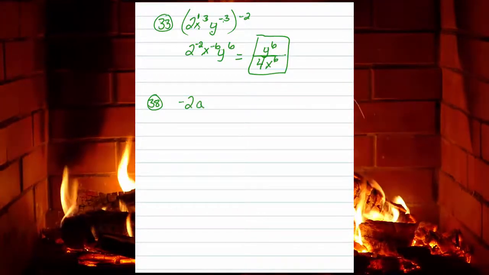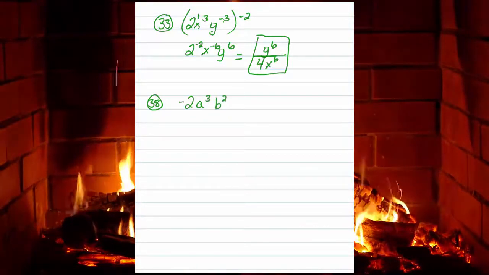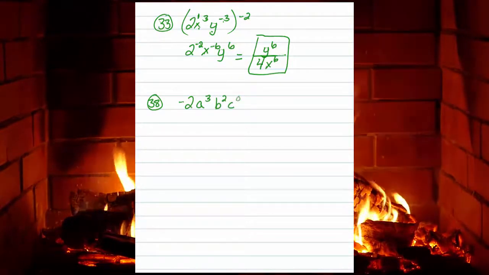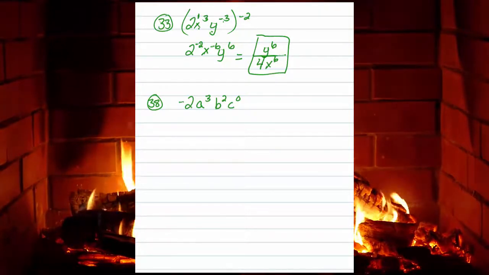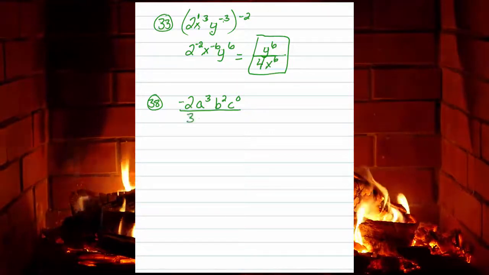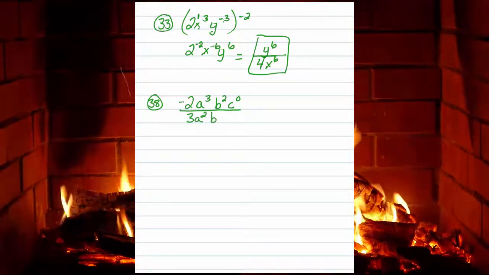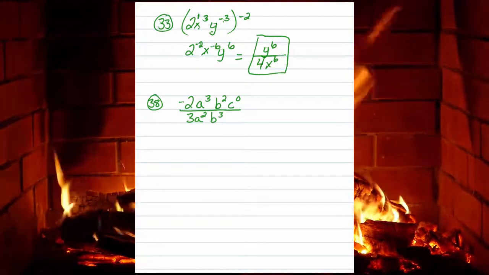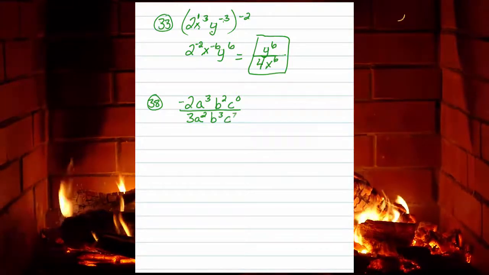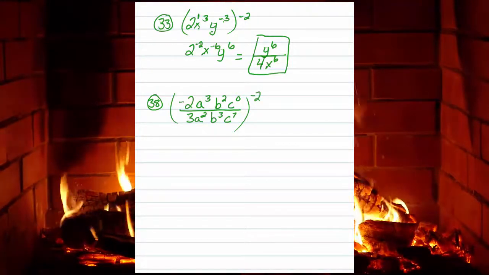Negative 2 a to the 3rd, b to the 2nd, c to the 0th power, over 3 a to the 2nd, b to the 3rd, c to the 7th power, all raised to the negative 2nd power.